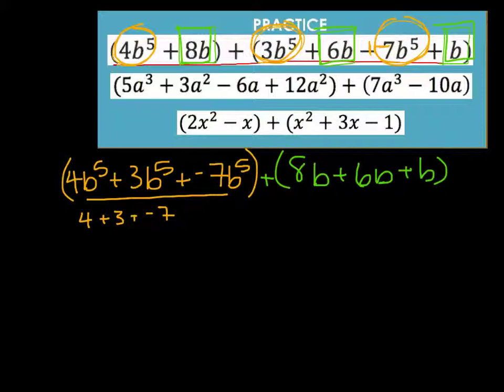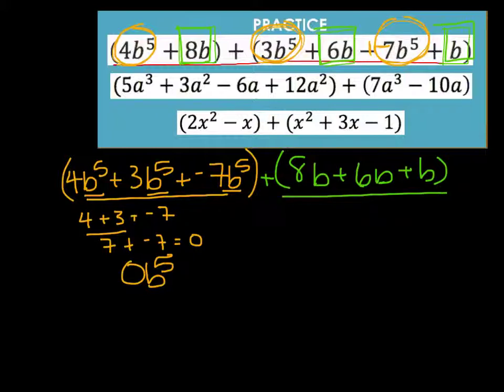The reason why I'm doing that and not paying attention to these b to the 5th is we know that we have 4b to the 5th right there. We have essentially b to the 5th hanging out, and we can write this 4 times. That's what is happening there, and we have the same thing going on with 3b to the 5th and then the negative 7b to the 5th. So let's just pay attention to the numbers. 4 plus 3 is equal to 7 plus a negative 7 equals 0. So we have 0b to the 5th.